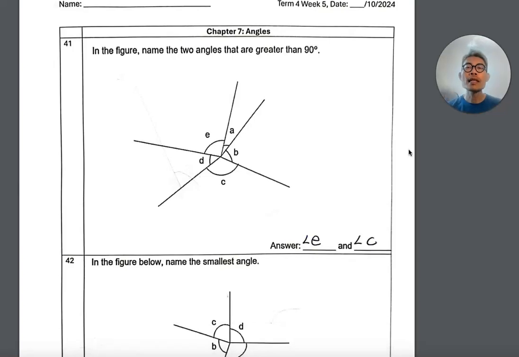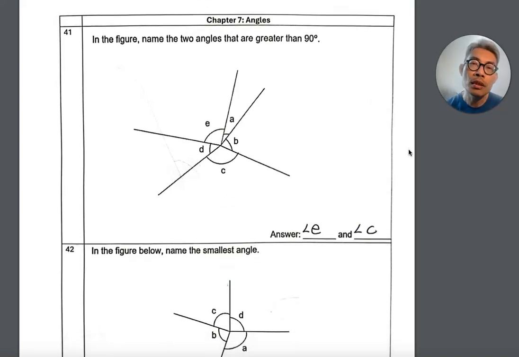Alright, now for the angles question. Name two angles that are greater than 90 degrees. Here, I just use a ruler and place it there, or if you're good, you can eyeball it. So here, I know this angle is larger than 90. This one is very obviously larger than 90. So E and C are the two answers.